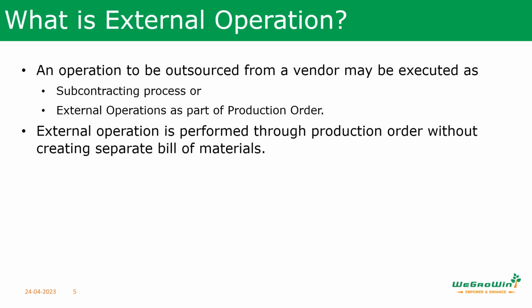In the last session, we discussed the subcontracting procedure. So in this session, we are going to discuss external operation. External operation is performed through the production order without creating separate intermediate codes and bills of materials. We will see the details of how to execute them, right from setting the master and also executing the orders.